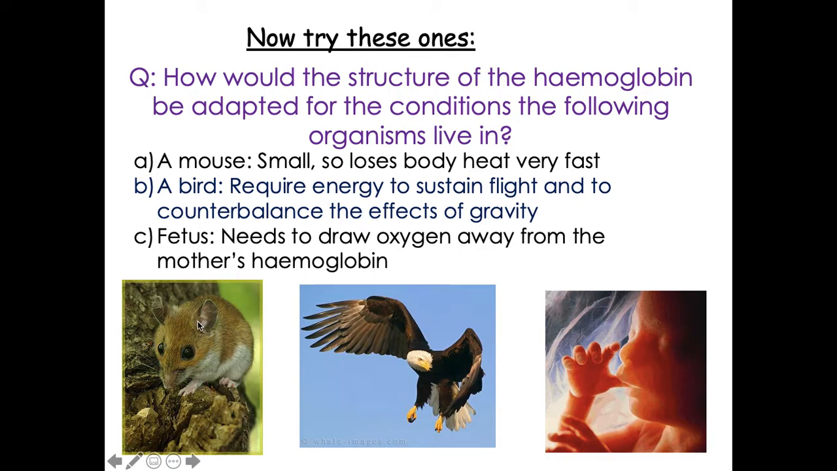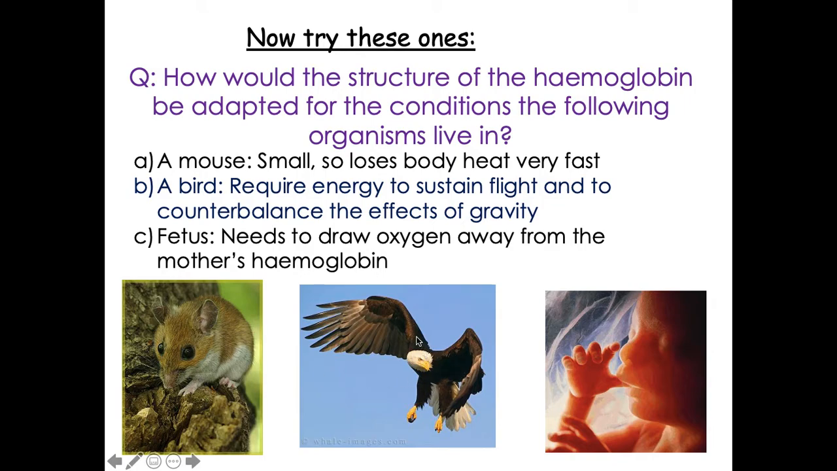So, what do organisms do in order to maintain their body temperature? They respire, because heat is a waste product of respiration. So, what do we need for respiration? We need oxygen. So this little mouse is going to need lots of oxygen unloaded at its tissues so it can respire lots and give off lots of heat to replace the heat that's being lost due to its large surface area to volume ratio.